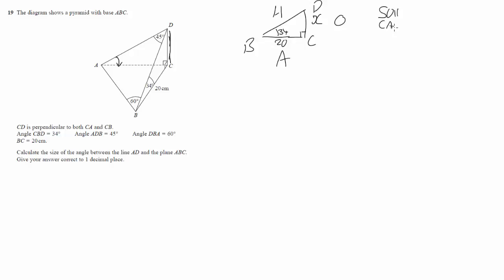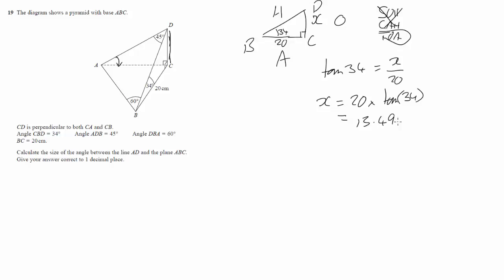SOHCAHTOA, I don't need the hypotenuse, which means I'm looking at tan. So tan 34 is going to be my opposite divided by 20. So that means X is going to be 20 times tan 34. And if I put that in my calculator, I get the answer of 13.49. And there are a few more digits which I'll keep in there.